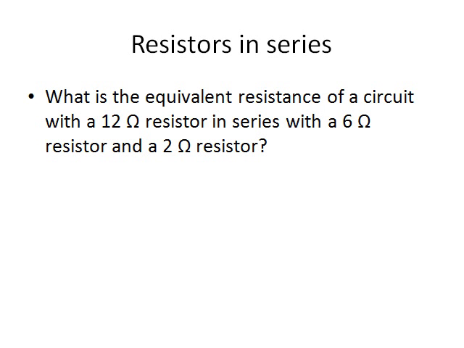One last practice problem. What is the equivalent resistance of a circuit with a 12 ohm resistor in series with a 6 ohm resistor and a 2 ohm resistor? Now I know I just add up their values. So 12 plus 6 is 18 plus 2 is 20. And it's still resistance, so it's still in ohms. So that's my answer.